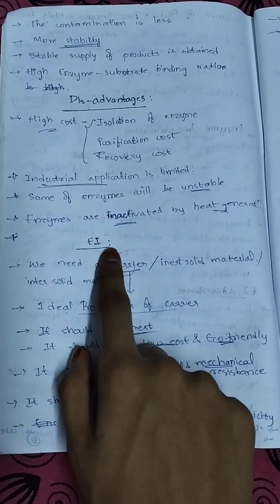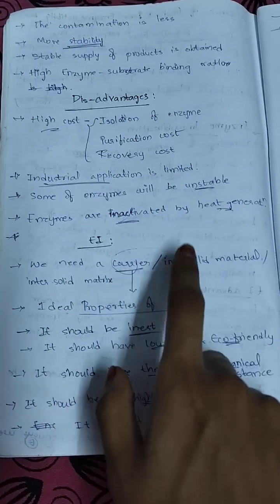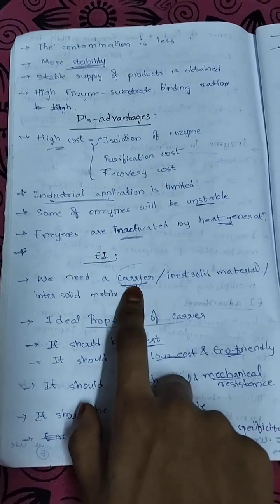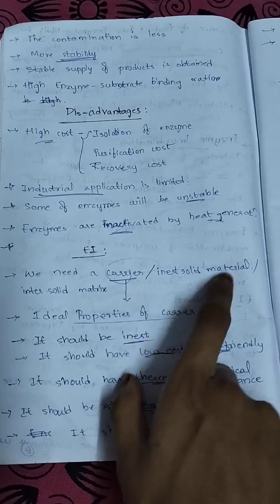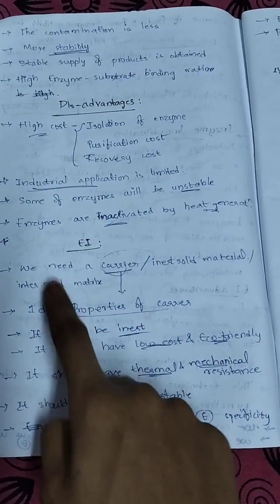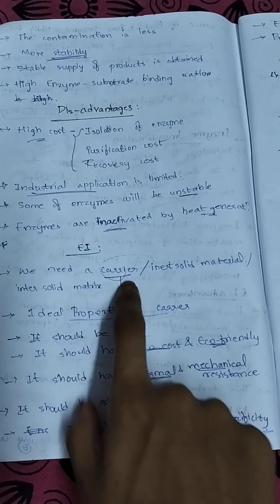For enzyme immobilization, we need a carrier or an inert solid matrix. We need either a carrier, also called inert solid material or inert solid matrix, because the enzyme is attached or immobilized using a carrier.